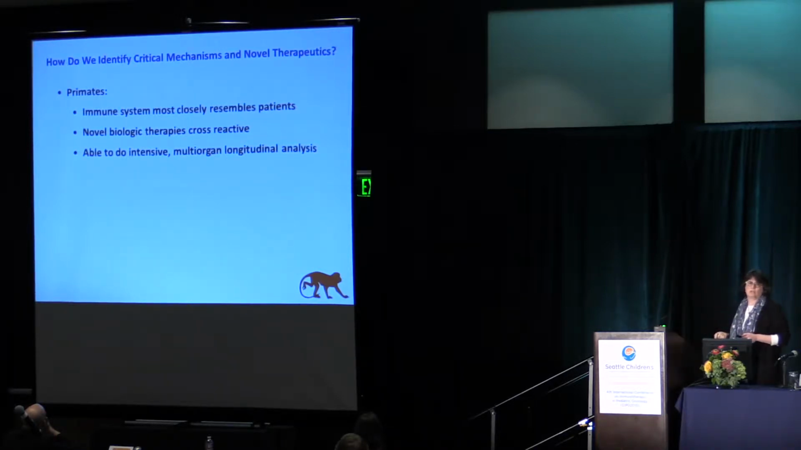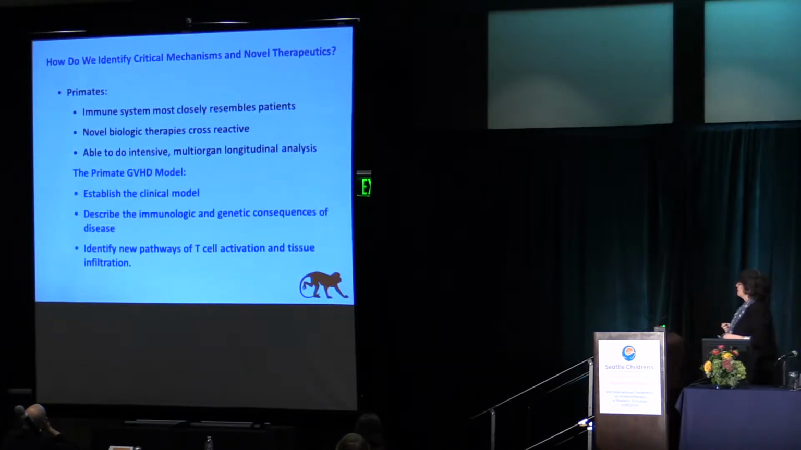We want to get new therapies to the clinic, and one of the really important things here is that novel biological therapies are often cross-reactive with primate targets. And as a value added over doing patient-only studies, we're able to do intensive multi-organ longitudinal analysis in primates, and I'll show you some work there, and I think it really helps us get some mechanistic insights.